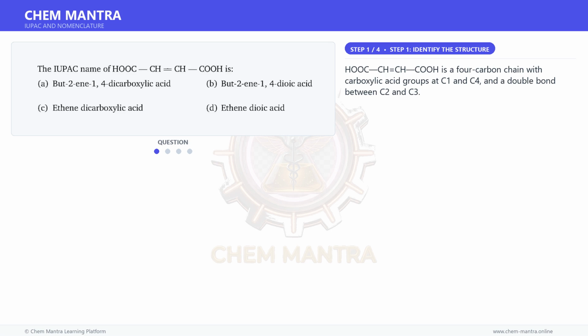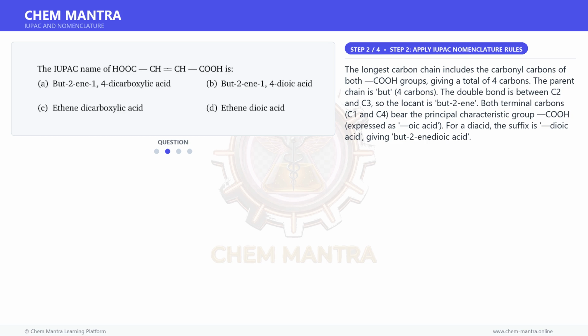COOH is a 4-carbon chain with carboxylic acid groups at C1 and C4 and a double bond between C2 and C3. Moving on to the next step. The longest carbon chain includes the carbonyl carbons of both COOH groups, giving a total of 4 carbons. The parent chain is but-. The double bond is between C2 and C3, so the locant is 2-ene.